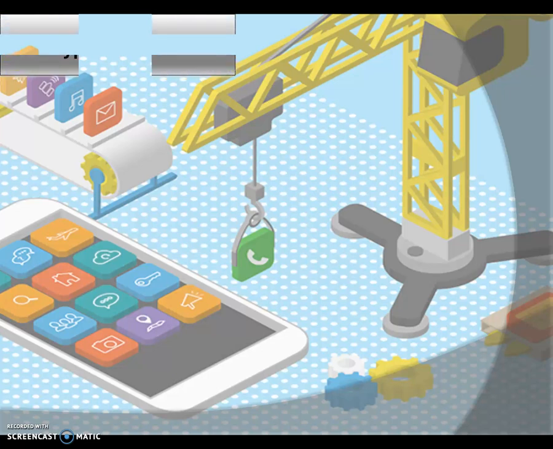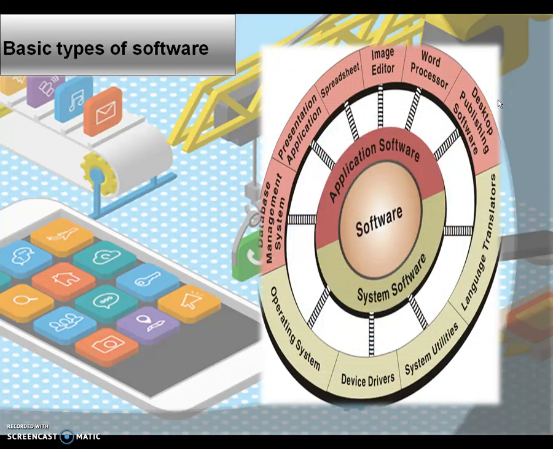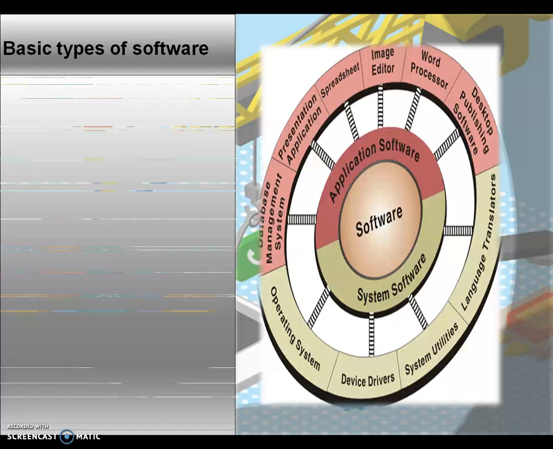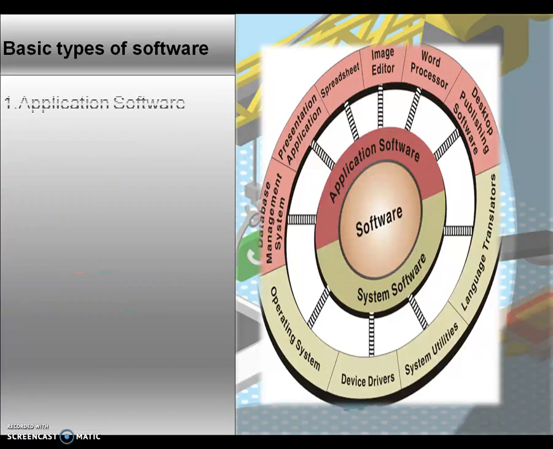So the basic types of the software are, as we discussed, application software and the system software. As we know, application software is software which provides a particular task, whereas the system software will provide the interface between the application software as well as the hardware in the system.